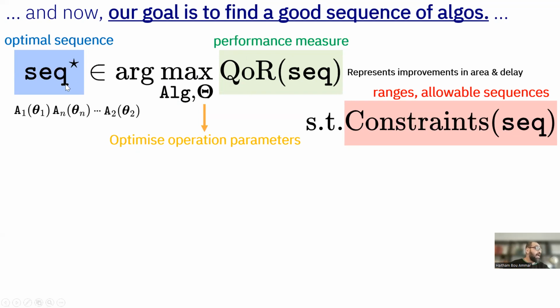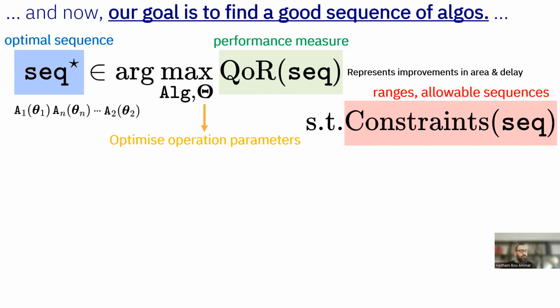So the idea is that I would like to find that optimal sequence, what I call sequence star, that will maximize my quality of results, which is a performance measure. This performance measure depends on the order by which you put these operators, and also on the parameters you provide for each of the operators.